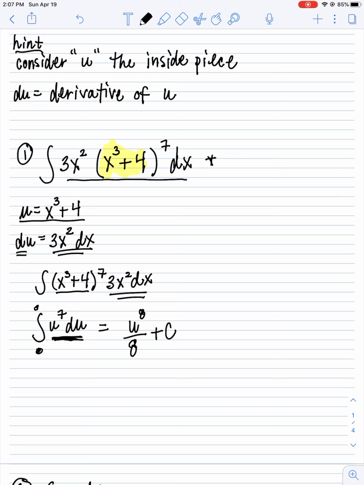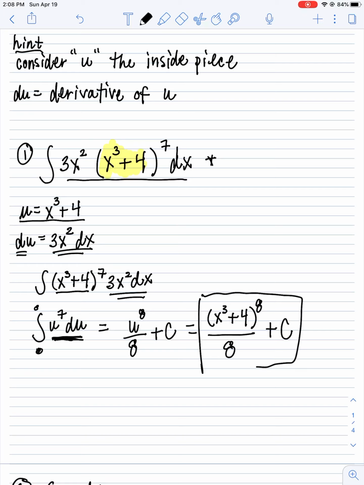And the last step is the easiest step, guys. So you have done the hard part. The last part is to reverse the substitution. So what was u? U was x cubed plus 4. And so we're going to write (x cubed plus 4) to the 8th power divided by 8. And then, of course, tack on that plus c. And there's our final answer for the very first one.